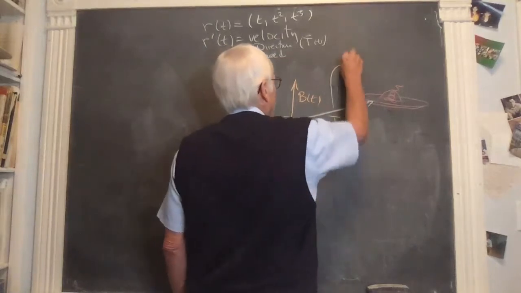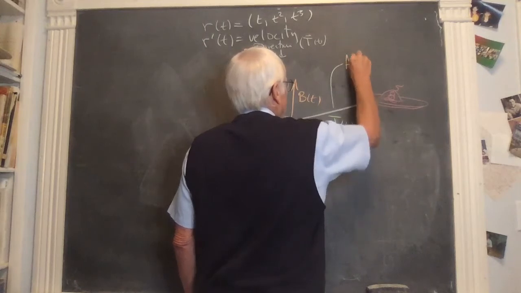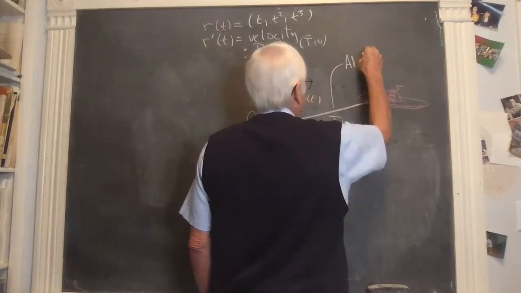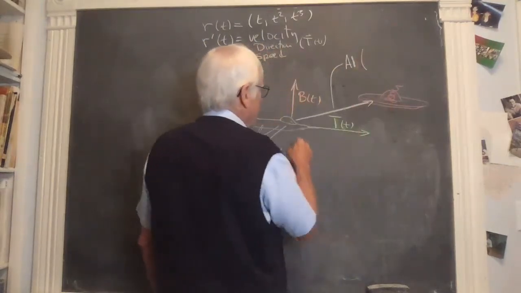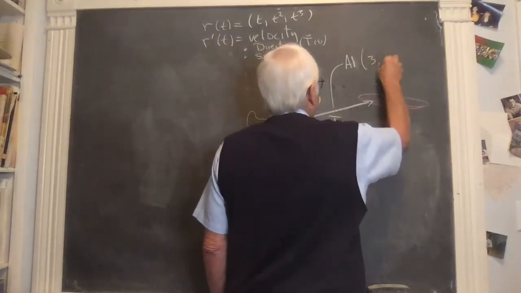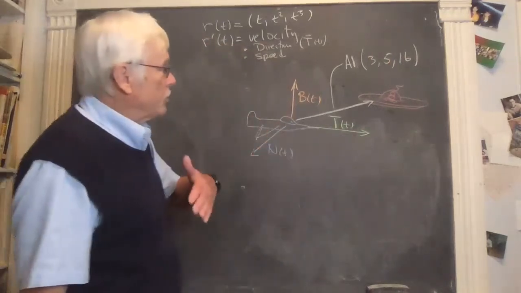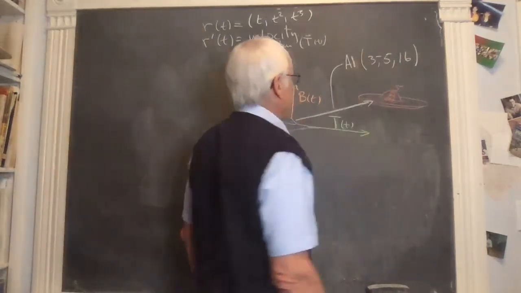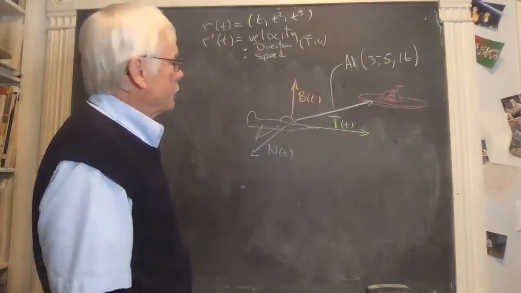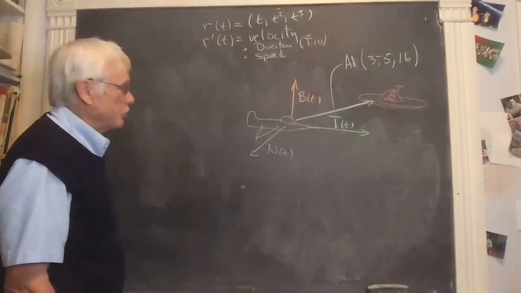And I'll call this A, I'll call this Al for alien. So he sees the alien at some vector, and that vector is in terms of T, N, and B. So 3, -5, and 16, he sees it. 3 miles forward, 5 miles left in terms of my picture, and 16 miles up. So that's where his equipment sees this.